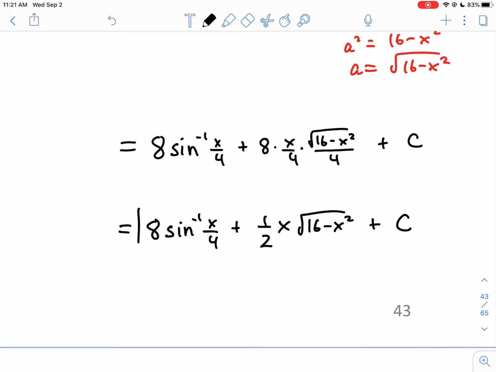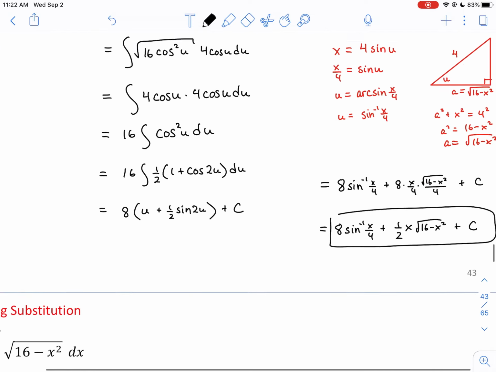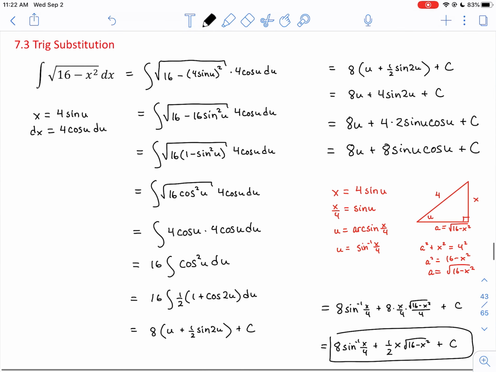And this is a good place to stop. I do challenge you to take the derivative of this answer and see if in fact it does in the end simplify to this expression. I recommend you do that. It's good practice with the differentiation, and it builds confidence that you do in fact have a valid antiderivative.